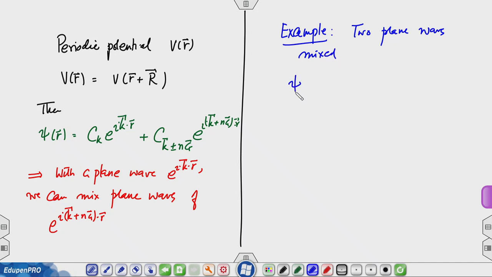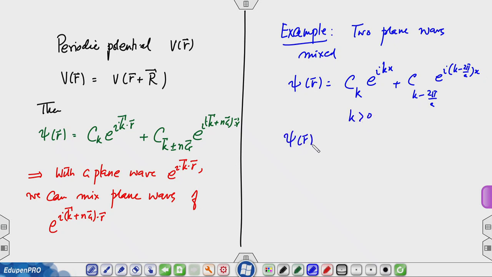We took psi(x) to be, in 1D, c_k e^{ikx} plus c_{k-2π/a} e^{i(k-2π/a)x} for k greater than 0, and psi(x) equals c_k e^{ikx} plus c_{k+2π/a} e^{i(k+2π/a)x} for k less than 0. And this was based on perturbation theory.